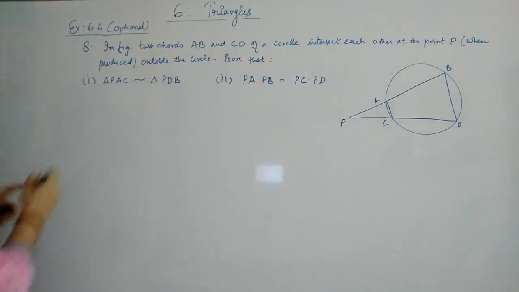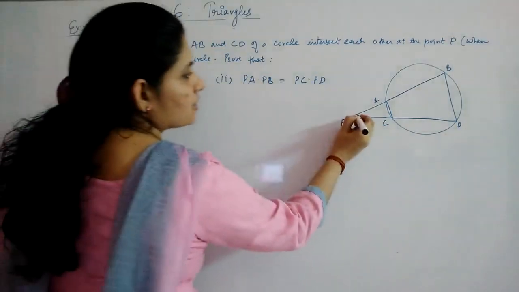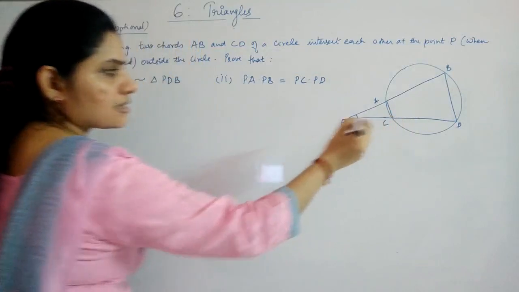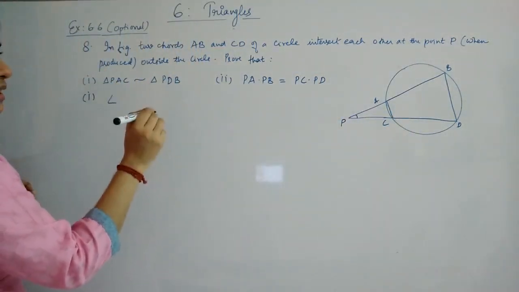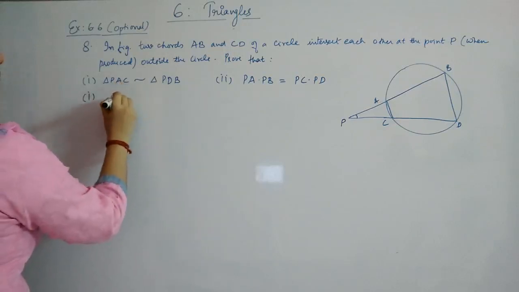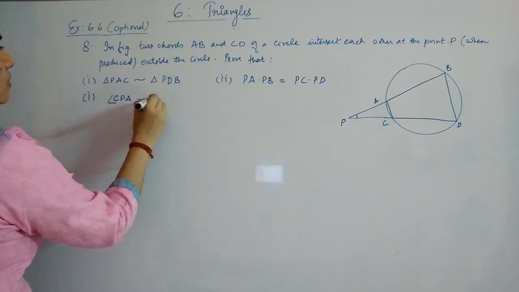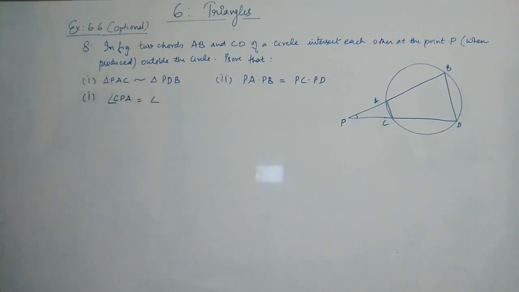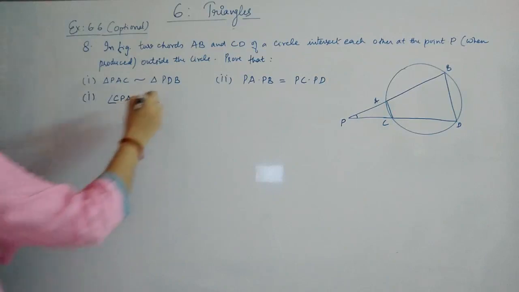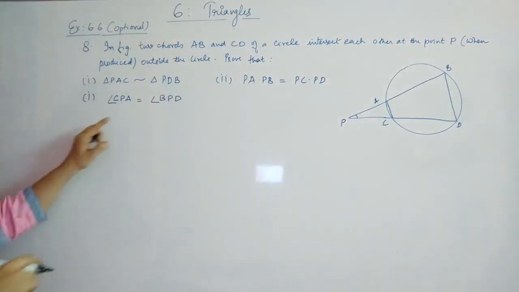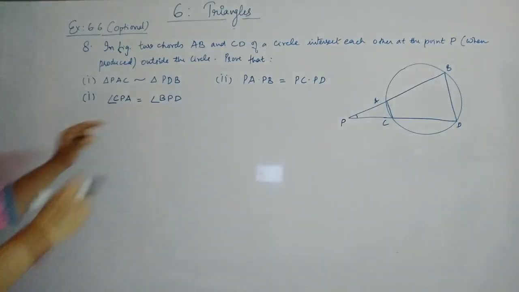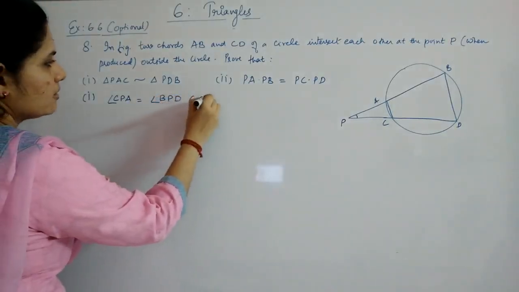So first we will start with subdivision 1. Here you will get this angle to be common for both the triangles, right? So we are writing angle P is common. Angle CPA is equal to angle BPD, and the reason is common angle.